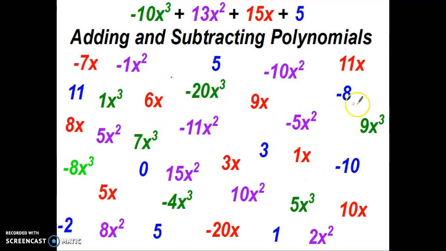But if you combine them all, hopefully I still did this right. It's like combining like terms, everybody. X to the third, all the x to the third are the same term. So if you take the time to combine them, you get negative 10x to the third. Combine all the purples, you get 13x squared. Combine all the reds, you get 15x. And combine all the fives, all the numbers, you will get 5.